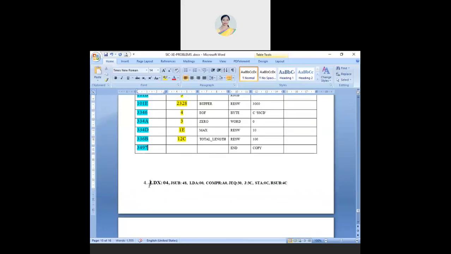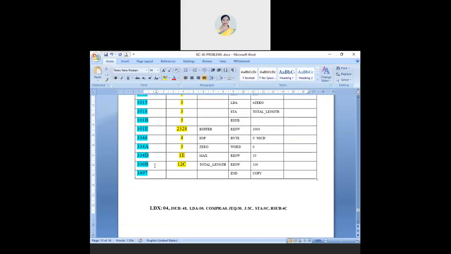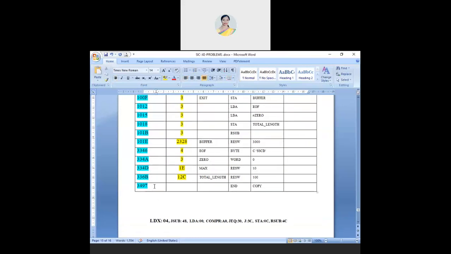Done. So, all of you have written the same answer. Okay, so what is next? Program length is equal to end address minus starting address. Correct? Yes or no? Yes, ma'am. Okay, so this will be how much? 2497. Okay, this is your symbol table.